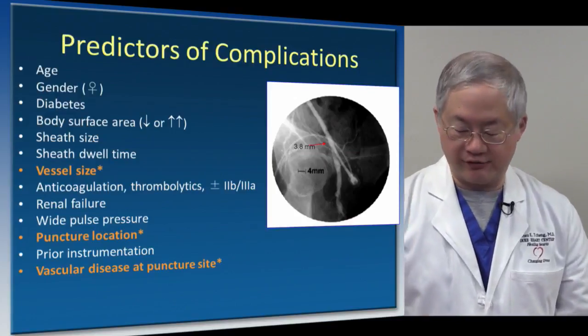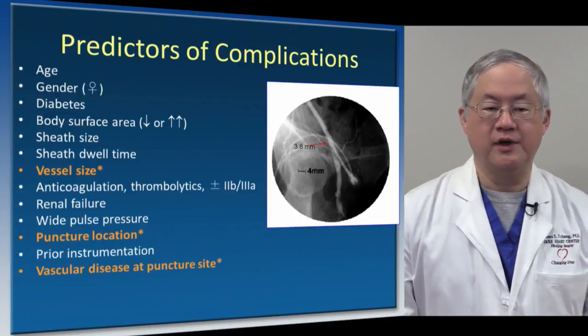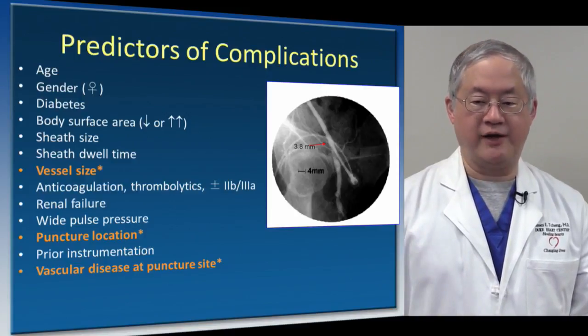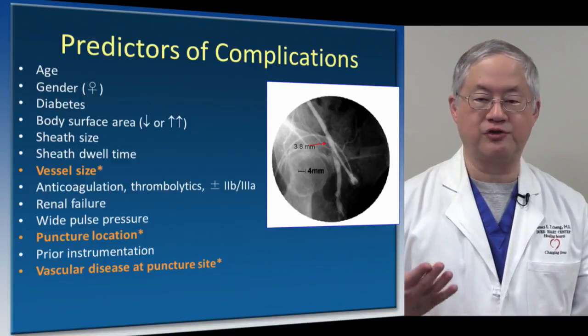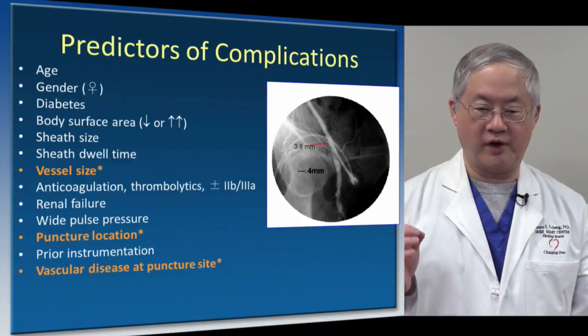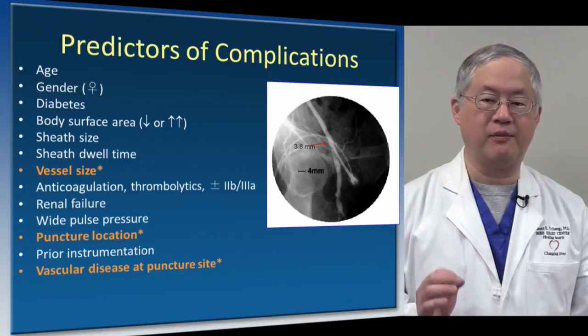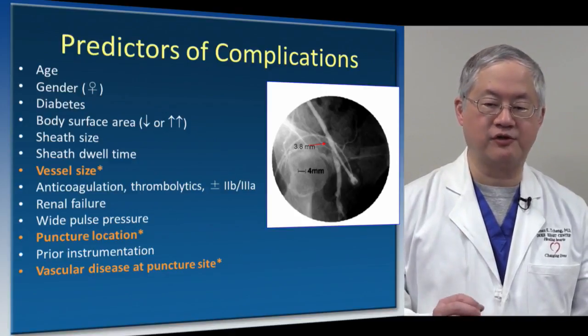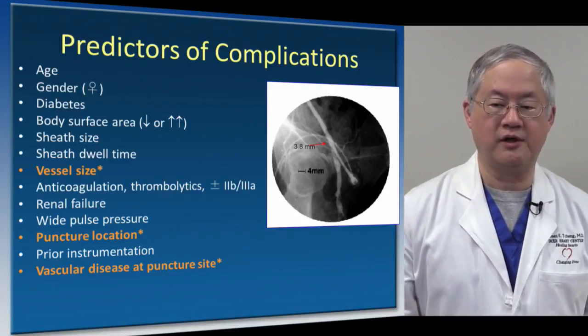Let's then finish up by talking about complications. What are the predictors of complications? Well, I think I've made the point about the puncture location as being the one thing that you can likely control, where excellent technique really demands that you spend enough time so that every time you puncture the vessel, you are doing it in the right spot.